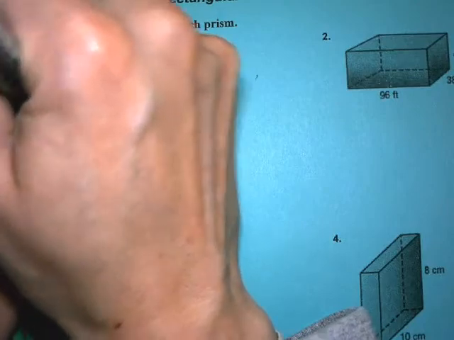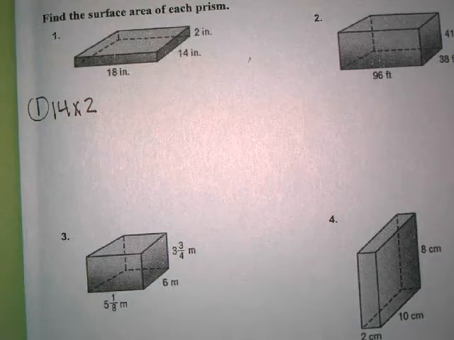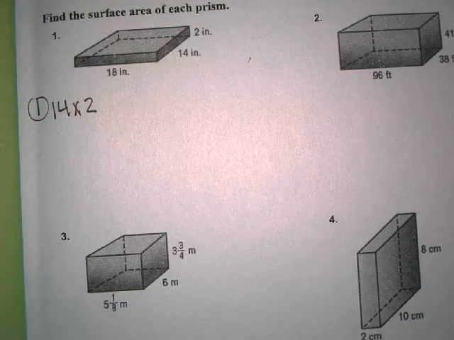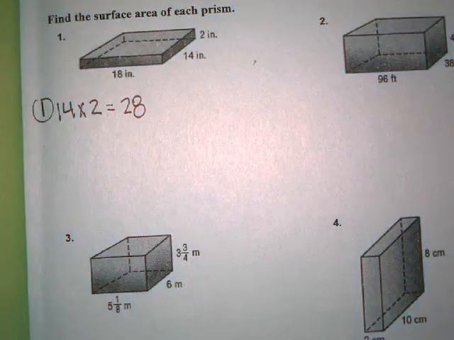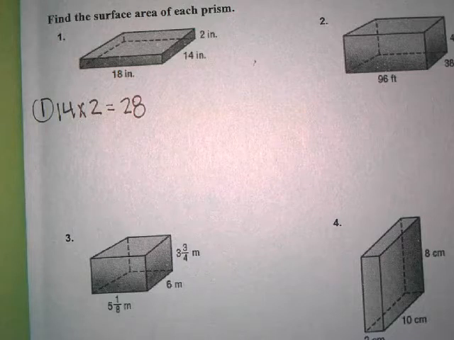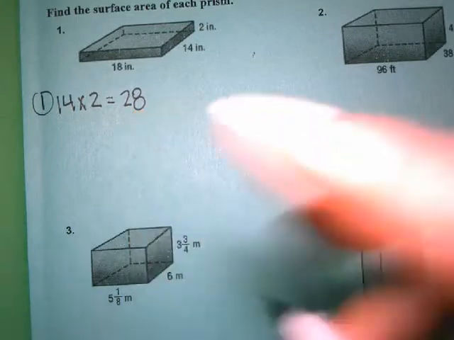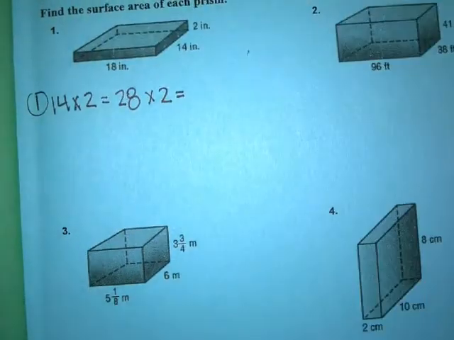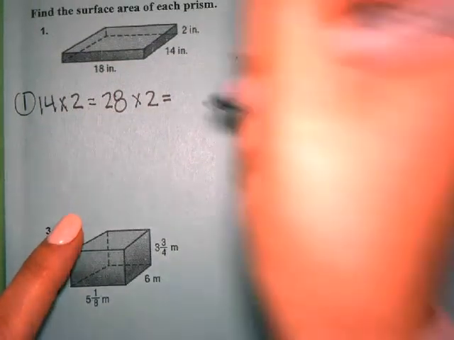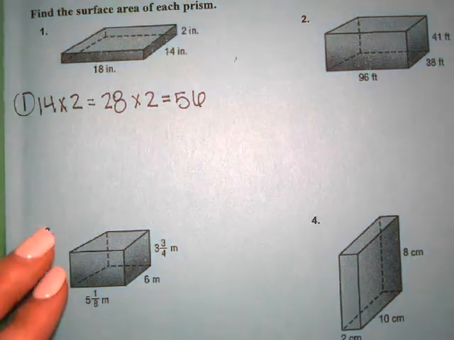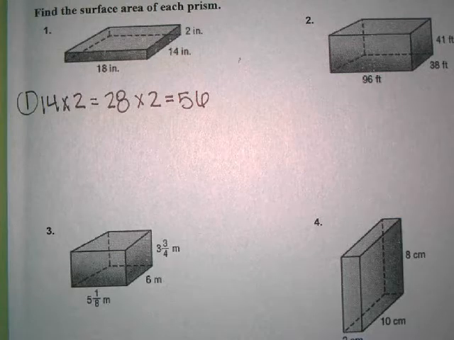So everyone write a 1 and write 14 times 2. That's one rectangle. So what's the area of that one rectangle? And what do we know is true? If one side is 28, the other side has to be what? So what can I do here? Times it by 2. So then 28 times 2 is what? 56. So I know that the area of my 2 sides of my rectangular prism add together to be 56.